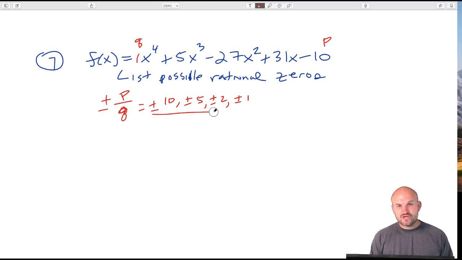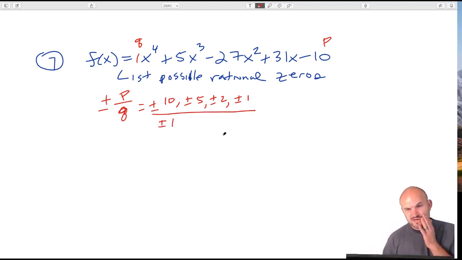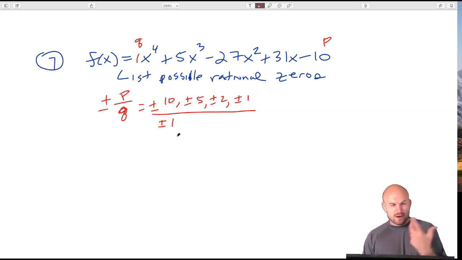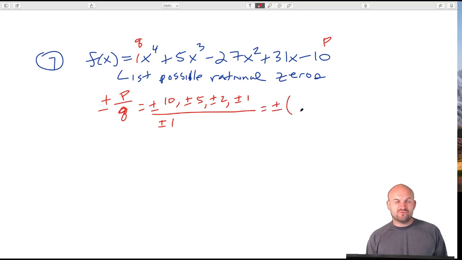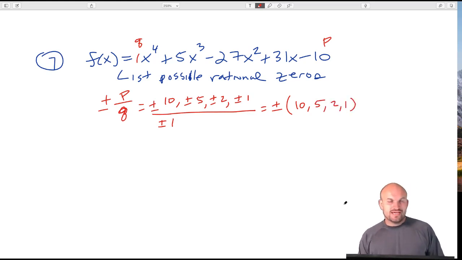And you take those all over the factors of Q, which thankfully for us is just plus or minus 1. Dividing by 1 is not going to change the factors. So our list of possible rational zeros, with the plus or minus on the outside, is 10, 5, 2, and 1. Now, how do we know if these are a rational zero or not?